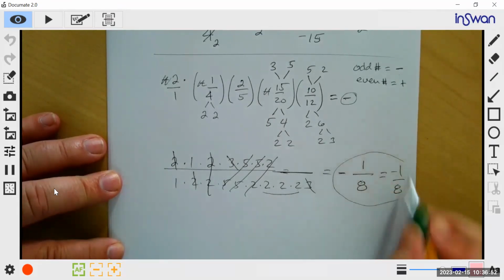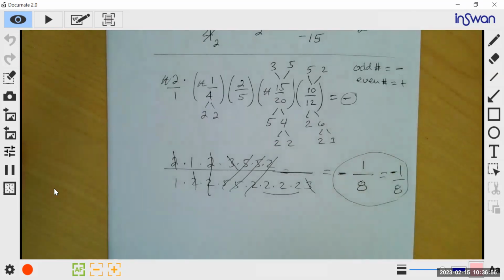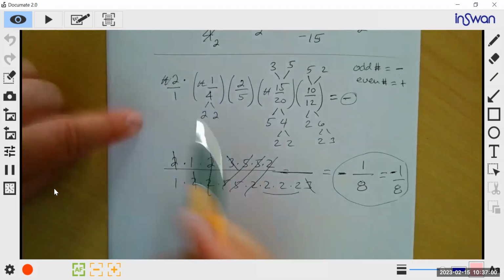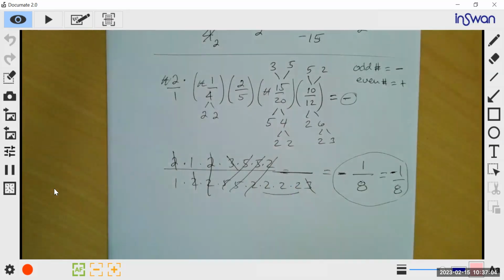Either you can put the negative out in front or put the top as negative. So yeah, it looked ugly on top, but once you break it down into smaller pieces, you can just cross them all out.